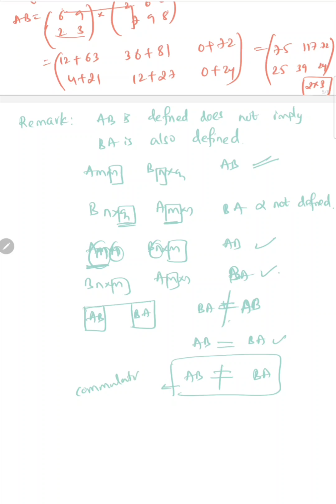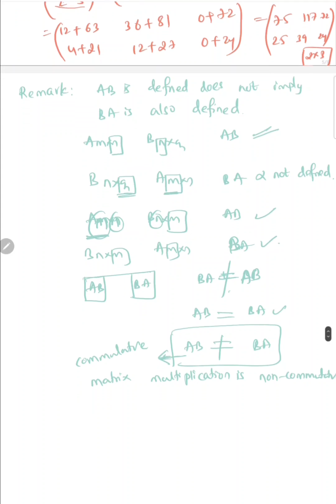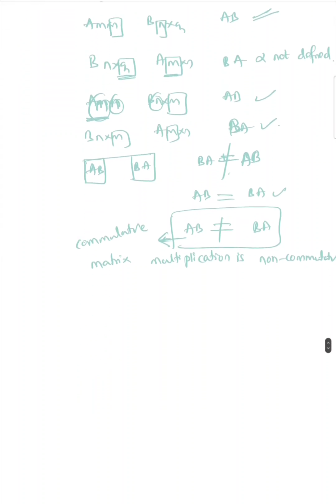So what we say is, matrix multiplication is not always commutative. Sometimes both will be equal, sometimes not equal. Therefore, we are saying matrix multiplication is non-commutative, because we have to see all the cases. For example, we can confirm with an example.